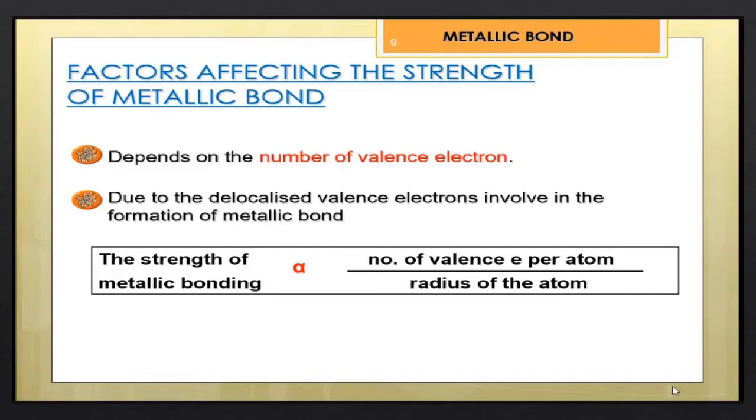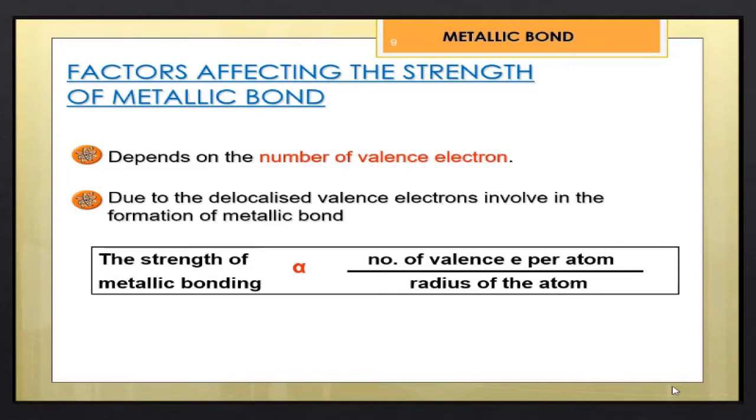Comparing the elements, is it? Yeah. Potassium has only one valence electron per atom, whereas calcium has 2 valence electrons. Okay, good. Then one more. The size of calcium is smaller than the potassium atom.